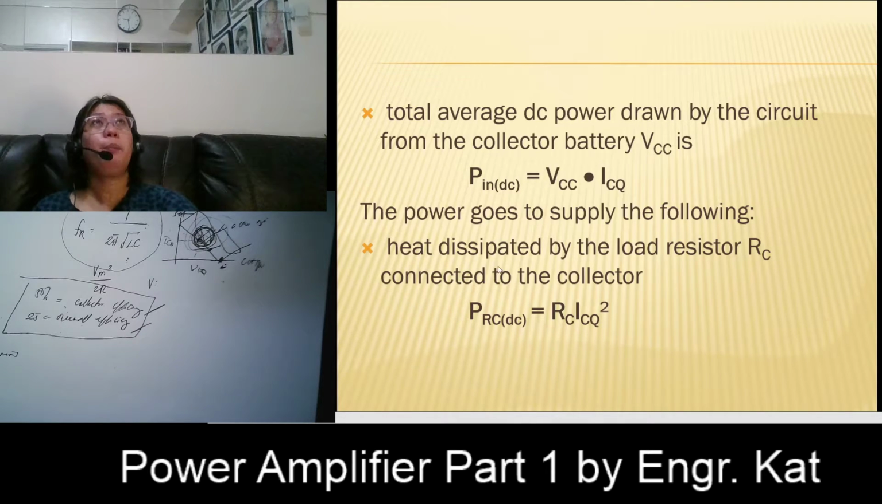So heat is dissipated by the load resistor RC, which is connected to the collector. And that PR is also a DC power. It is equivalent to RC multiplied by ICQ squared. Take note, this is DC. So therefore, what is our main concern? Our main concern is AC power. This DC power is just considered as a loss in the form of heat.